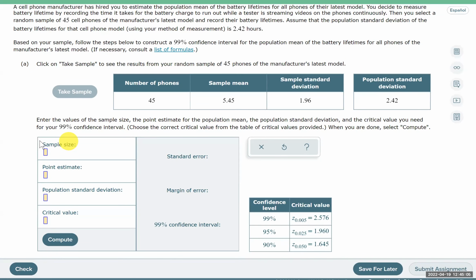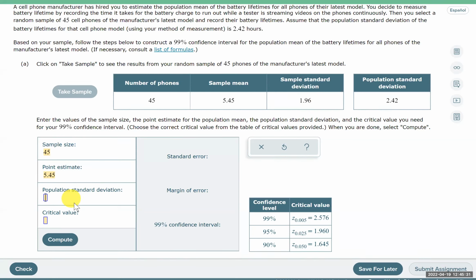All right, so let me start putting in values here. For sample size, that was 45, so I'm just entering 45 there. The point estimate would be the value of x bar, your sample mean. So no work here, basically just vocabulary. Population standard deviation, 2.42. So we're not using sample standard deviation. They want population standard deviation.